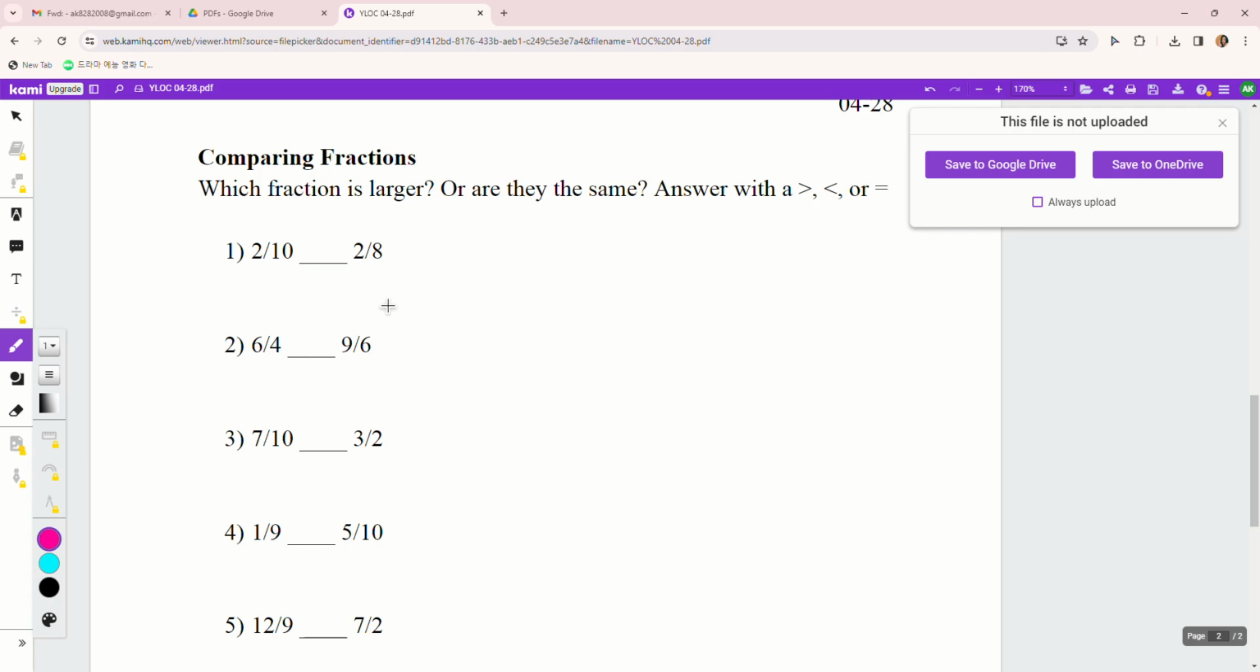Next is comparing fractions. Which fraction is larger or are they the same? This one is larger, or like greater than. This one is equal to. And this one means less than.